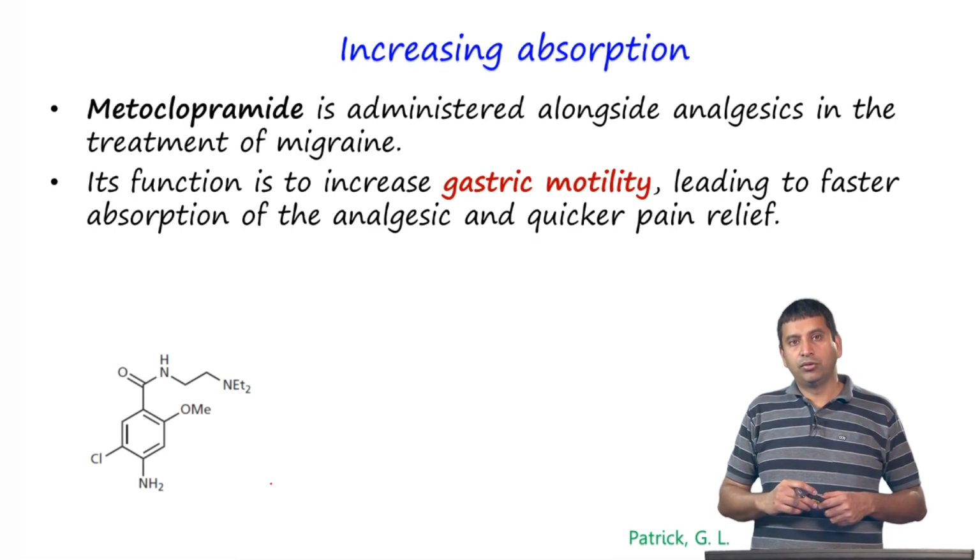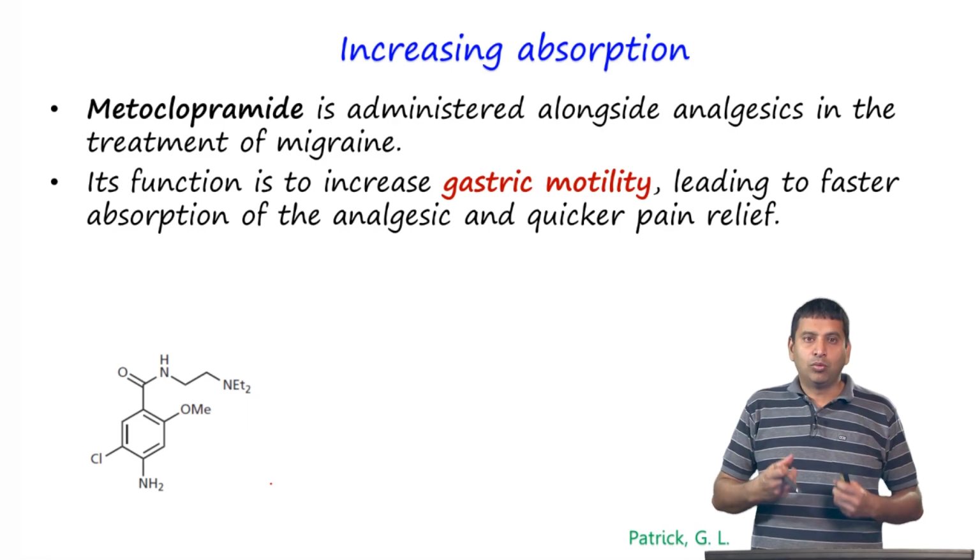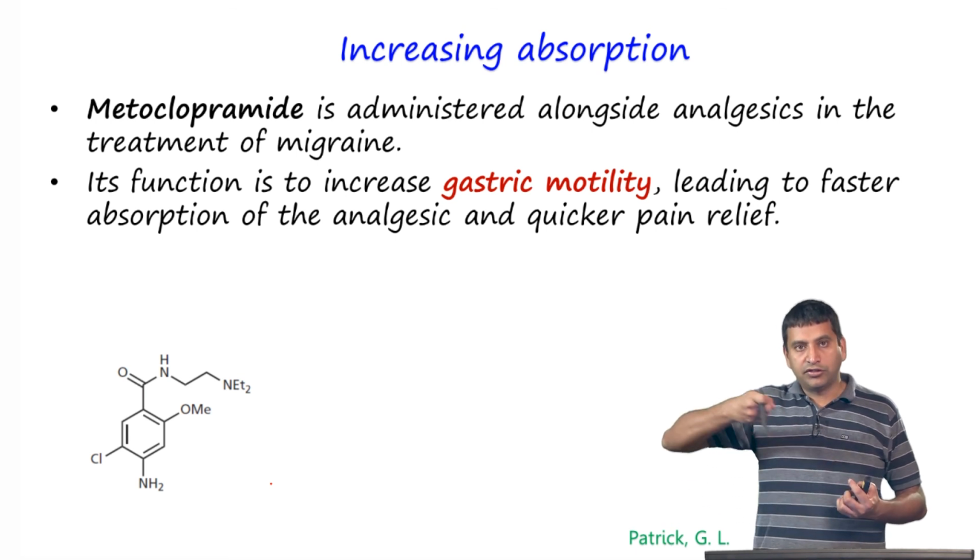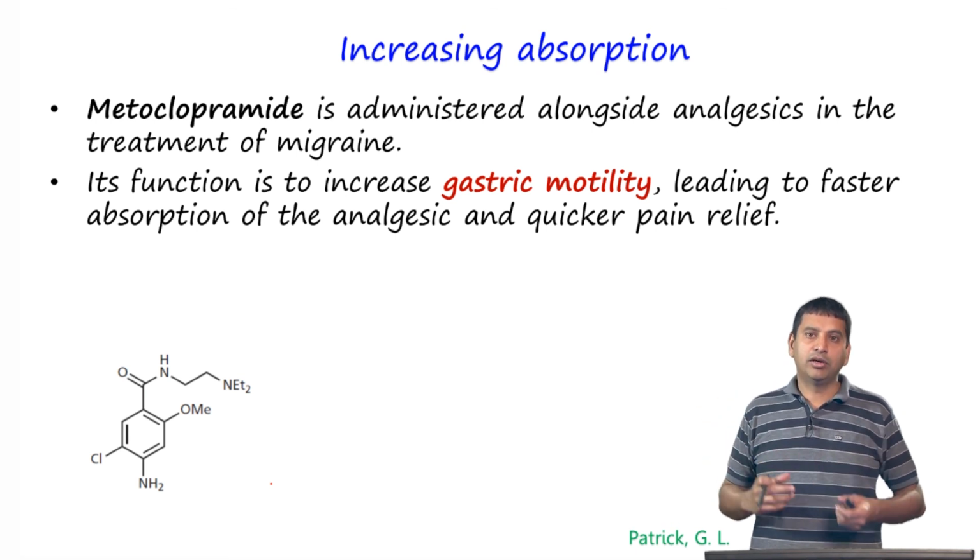Another strategy that is used is to help with increased absorption. So, this drug metoclopramide is administered along with analgesics in the treatment of migraine. So, what this drug does is that it increases gastric motility, leading to faster absorption of the analgesic and quicker pain relief.